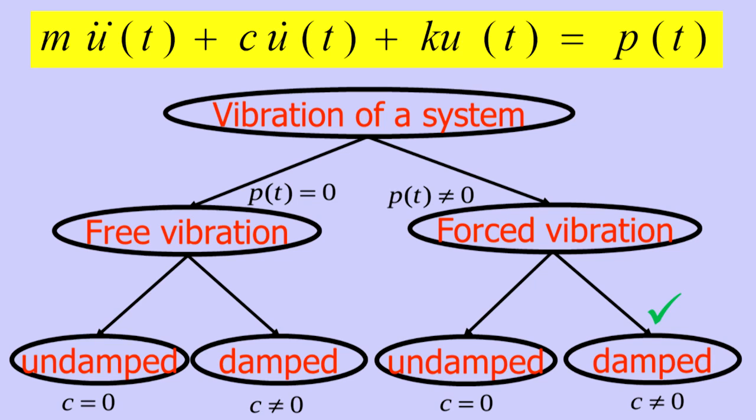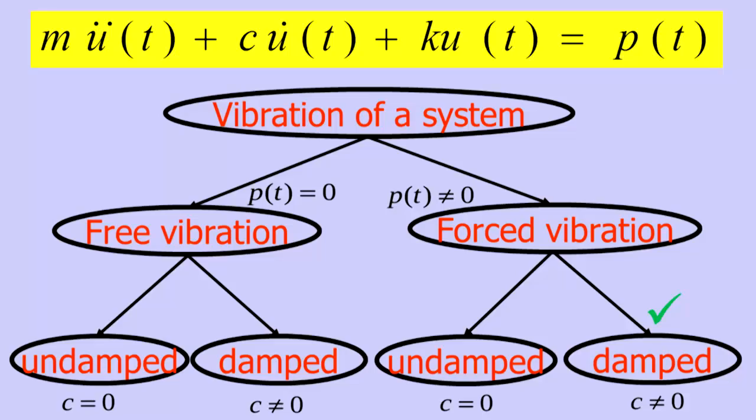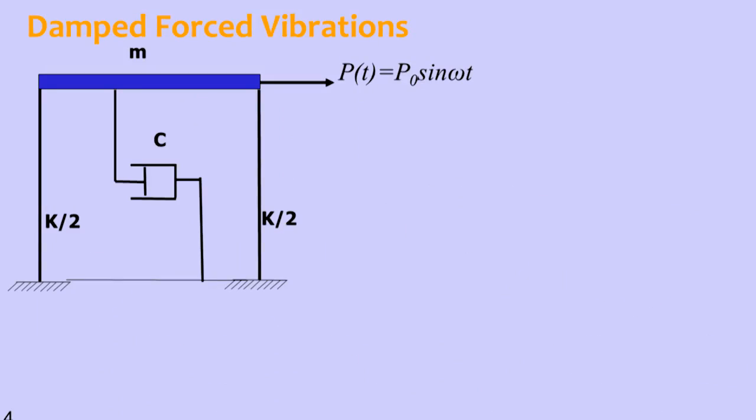We have already studied three types of vibrations: undamped free vibration, damped free vibration, and undamped forced vibration. Now, in this class we will study damped forced vibration. So, damped forced vibration looks like this.